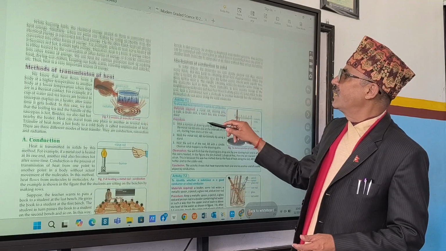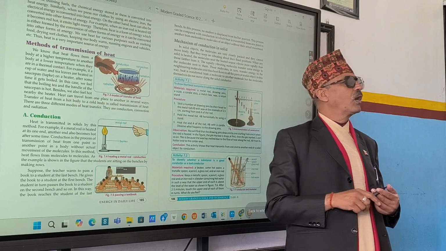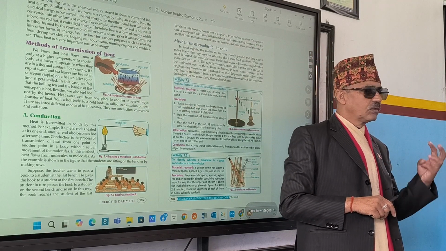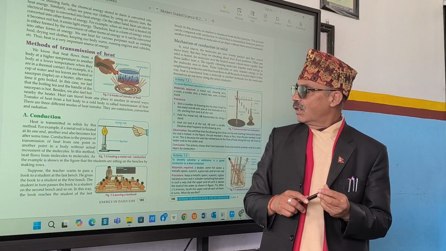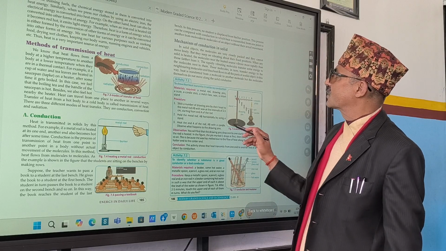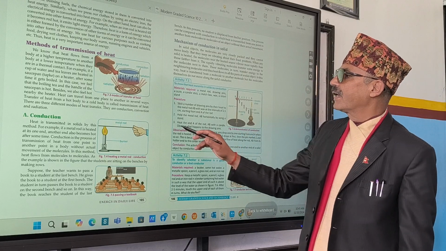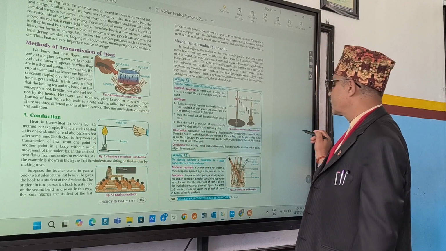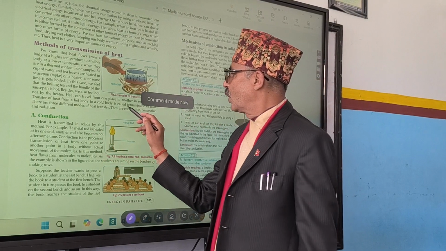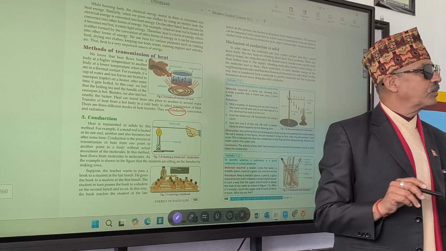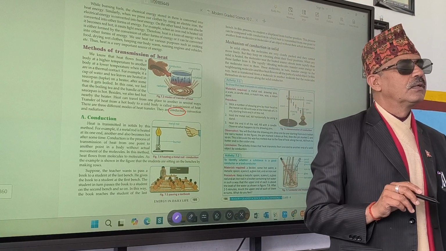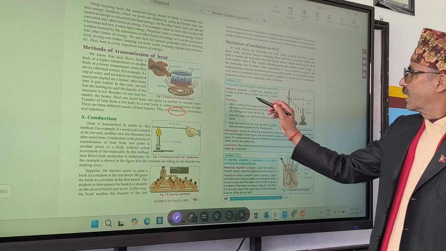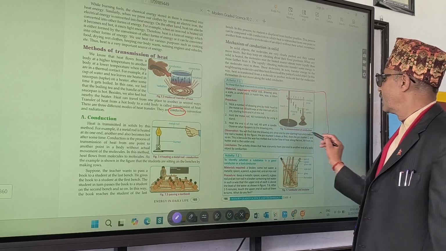Okay, in how many ways does heat travel from one place to another? How many ways? 3 ways are there. What are they? Conduction, convection and radiation. Conduction is the method of transfer of heat in solids.